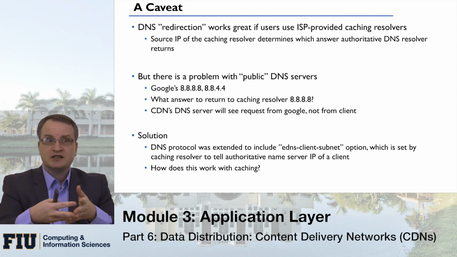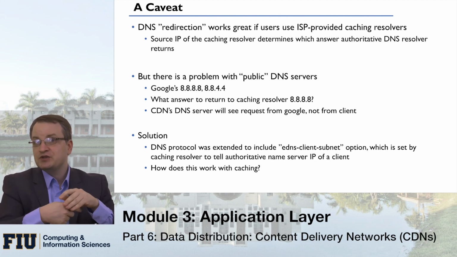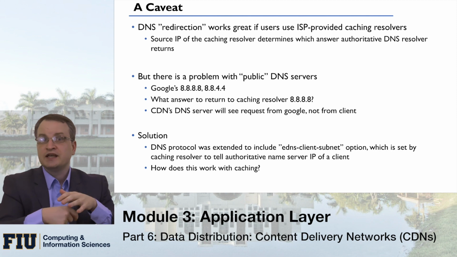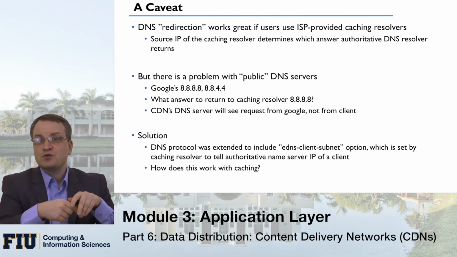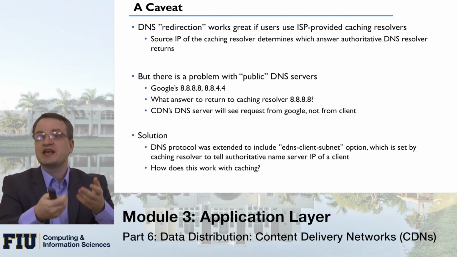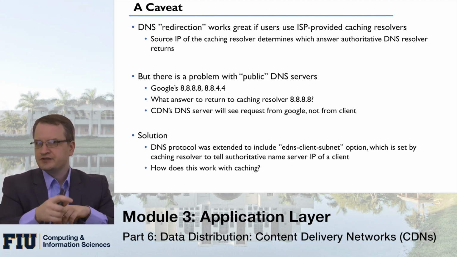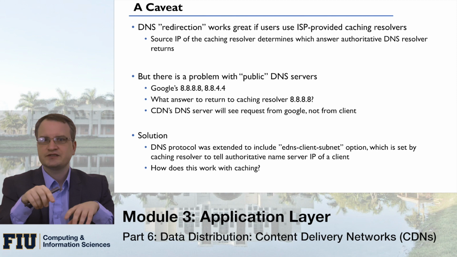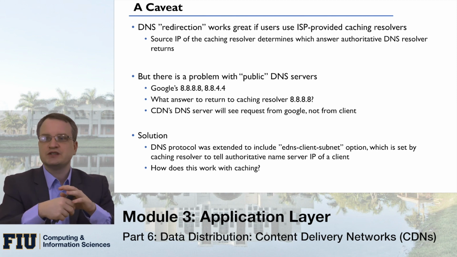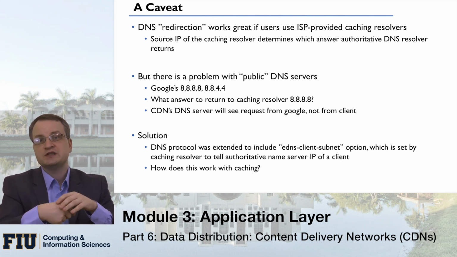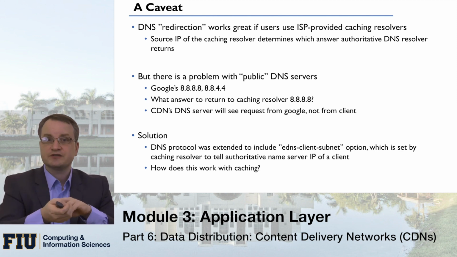So for example, some of you may already be using 8.8.8.8 or 8.8.4.4, or there's also 1.1.1.1 as a cache and resolver. And you can easily change the settings in your computer. Just go to settings, DNS, and instead of using the information supplied from DHCP, you can manually input all those IP addresses.